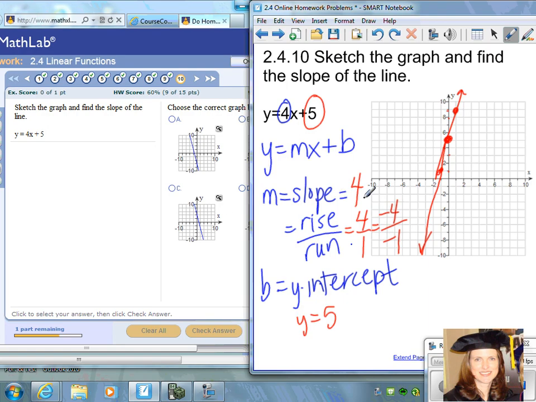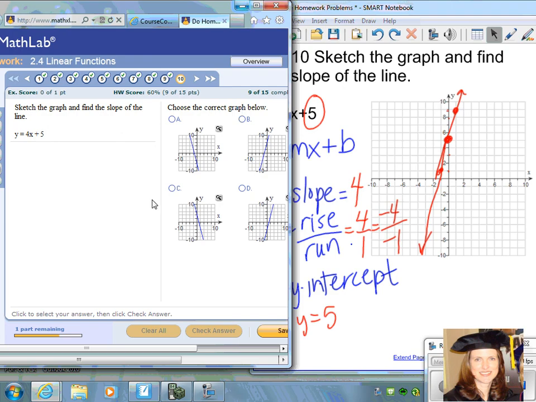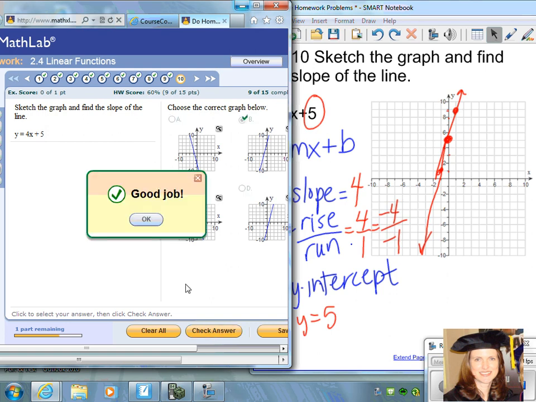If you ever forget the slope and y-intercept, you can also plot and make a table of values. For example, if you plug in 0, you get 5, and you plug in 1, you would get 9. So you would get those 2 points anyway. Let's check our answer, and that looks most like my question choice B. Good job.